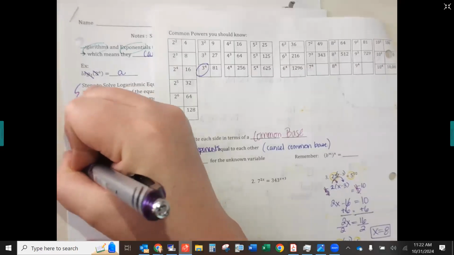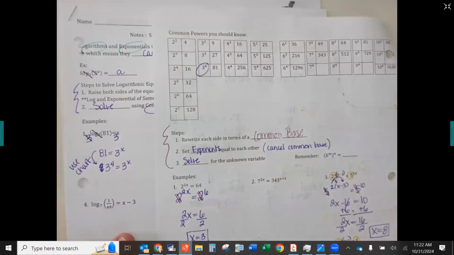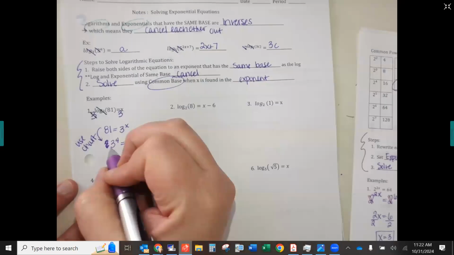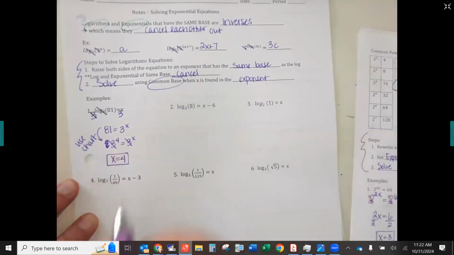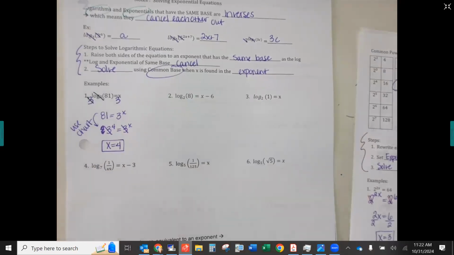Remember that you need to use the chart to convert that. And then from there, what happens when I have a big 3 on both sides? Cancel them out and x equals 4. But at the start, why did we put the 3 on both sides? Because the 3 will cross out the log. If there was a 4, you would put a 4. That's exactly right. Great question.